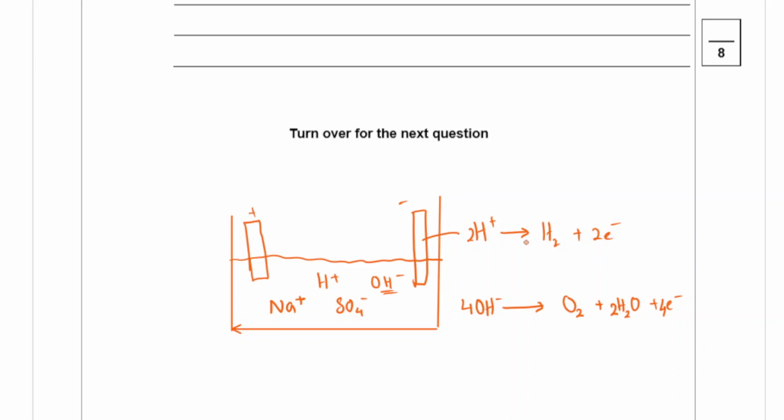Right, I've got this first equation wrong. I should have written it differently, that's why there's a mistake there. Right, there you go. 2H plus, plus 2 electrons, give you hydrogen gas.